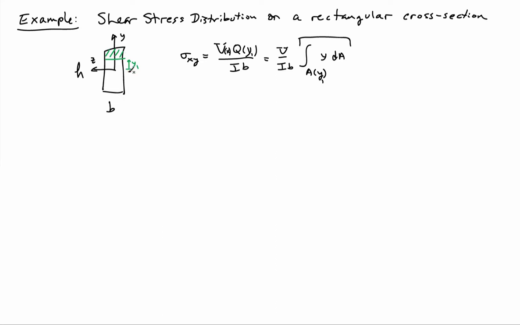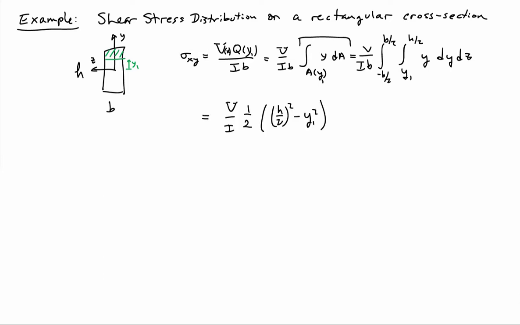We really just have to calculate that one value, the integral for Q. If I write that out more carefully, the integral over the little shaded green area goes from minus b over 2 to b over 2 with respect to z, and with respect to y goes from y1 to h over 2. This allows me to calculate the first moment of that area. The integral with respect to z is just b, and the integral with respect to y is y squared over 2, evaluated at the limits y1 and h over 2.